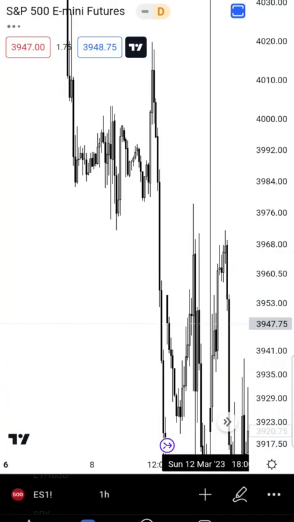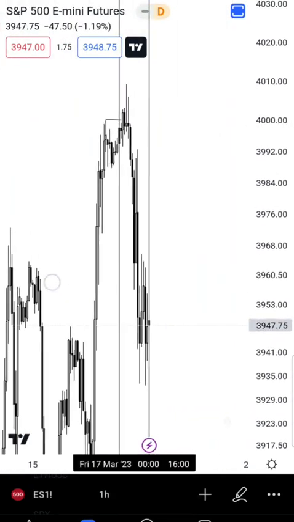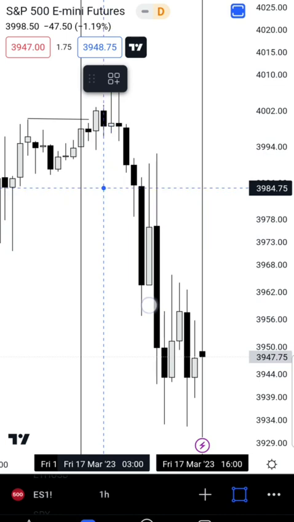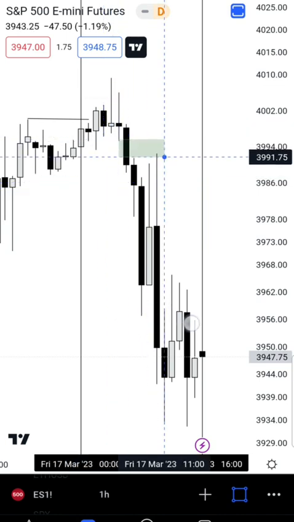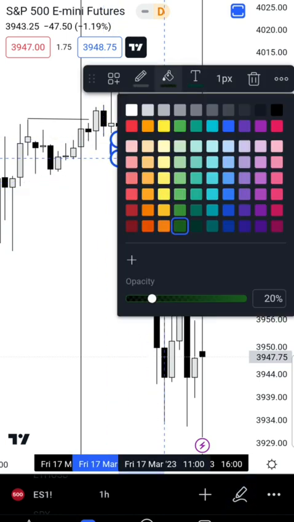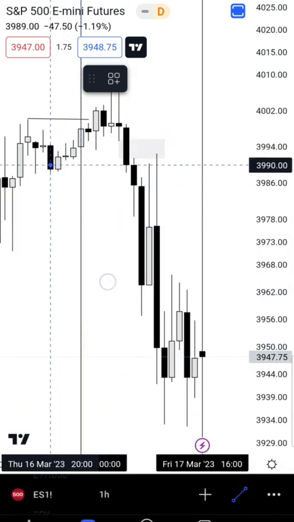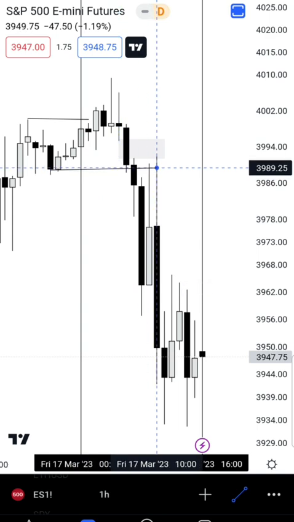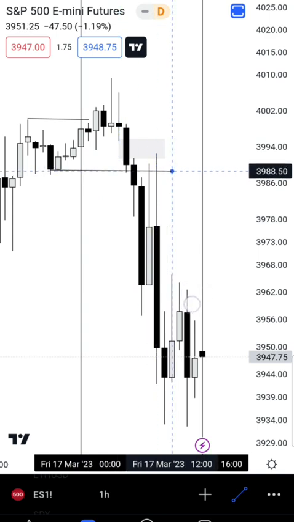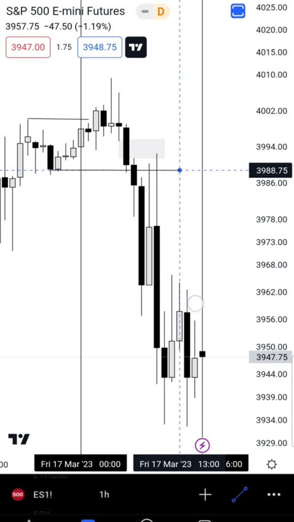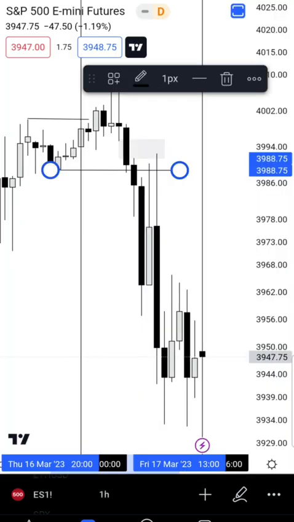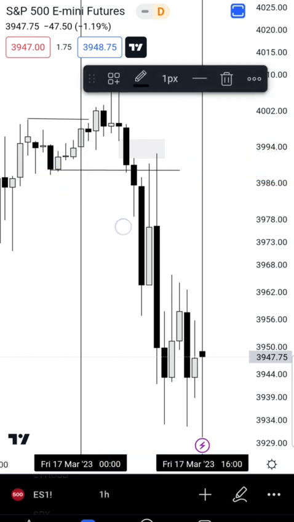So I forgot to mention that after this decline we had produced an hourly fair value gap right here, and a breaker. So we have the famous unicorn model. I don't like those names. I like to have a simplistic, basic, bare bones approach. None of that nonsense. Doesn't resonate with me.